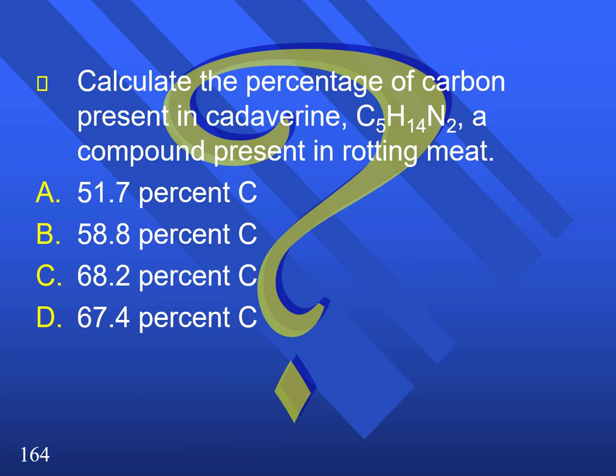Okay, so one last example. Calculate the percent carbon in cadaverine, C5H14N2. It's what gives rotting meat its smell and attracts the flies. That's why it's called cadaverine. You want to draw flies? Spread some of this around.